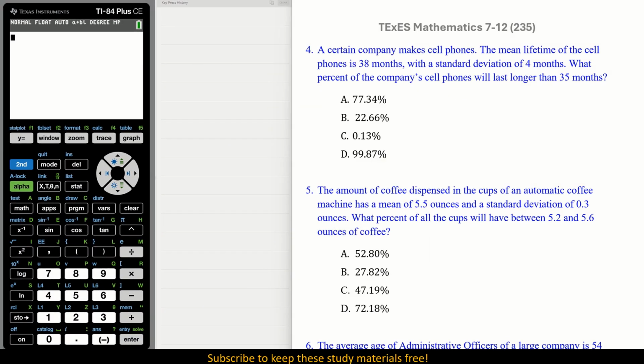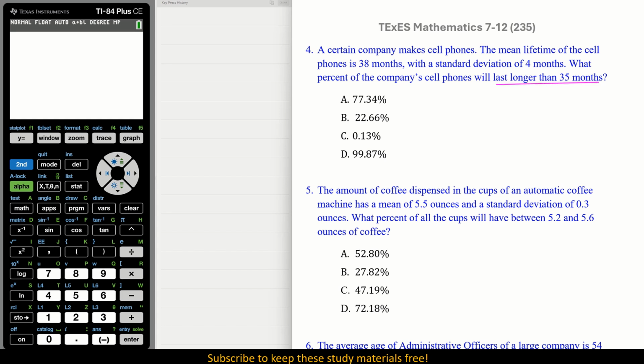A certain company makes cell phones. The mean life of the cell phones is 38 months with a standard deviation of 4 months. What percent of the company's cell phones will last longer than 35 months? Okay, now we have a specific scenario. It is about cell phones, and cell phones are discrete. However, we can use the numbers as is because of this wording, longer than 35 months.